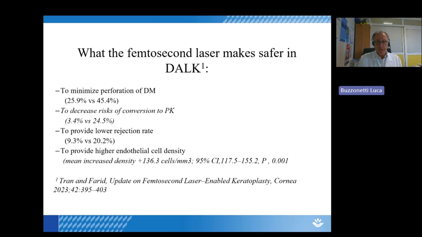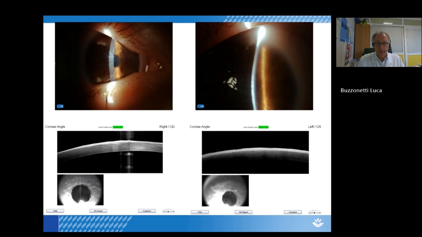In the future, the technology development of femtosecond technology could achieve the chance to reach a deep thickness without the need of air injection. Coming back to our dystrophy, this is an anterior dystrophy that I treated with a big bubble DALK.